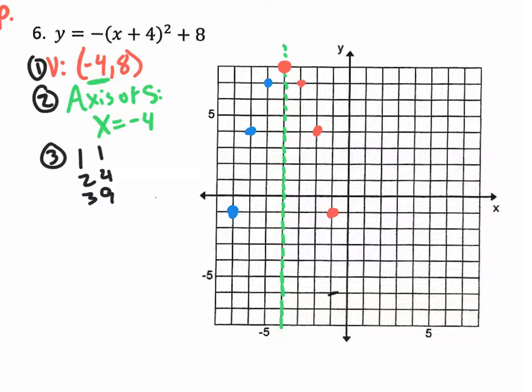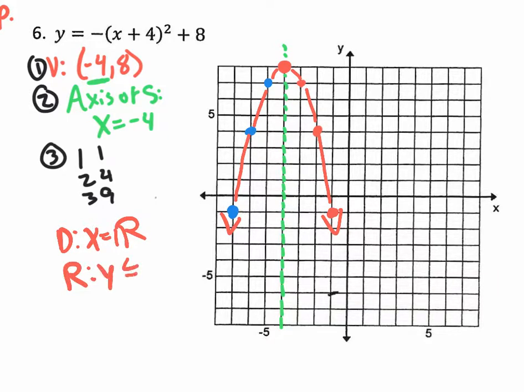And whenever I reflect, I use the color blue on my videos, just like I always use the color green for the axis of symmetry. Try to stay color coordinated here. So here's my parabola. It's opening down. Arrows. I'm good. Now, what is the domain? How about the range? Y is less than or equal to 8.